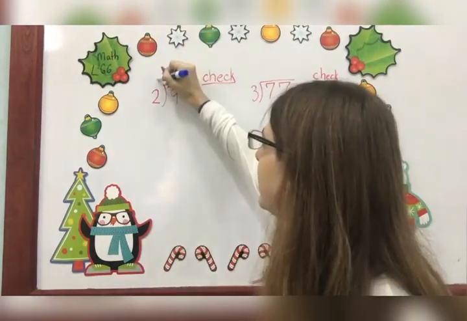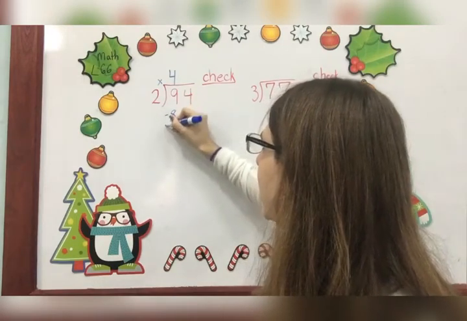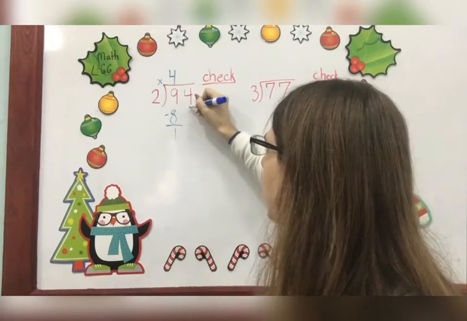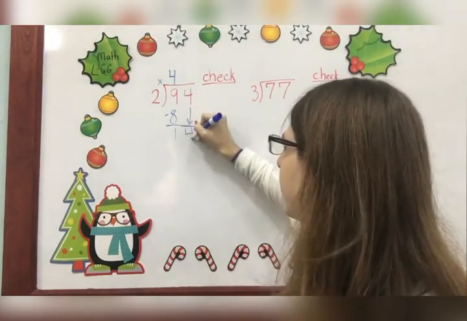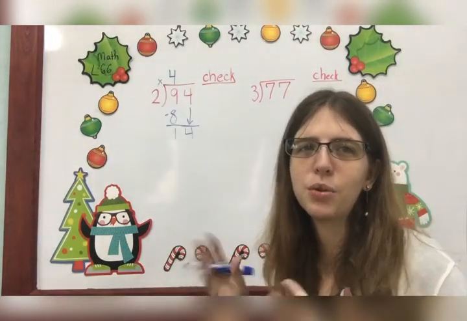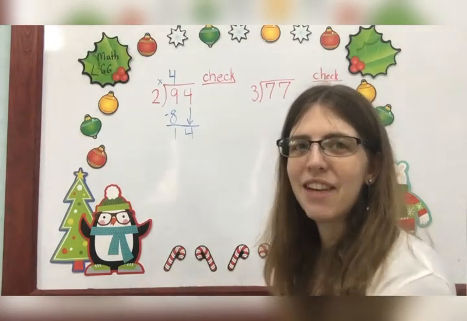My next step is to multiply. 4 times 2 is 8. Next we subtract. 9 minus 8 is 1. Compare 1 to 2. 1 is less than 2, so I can bring down my 4. 14 divided by 2. How many times does 2 go into 14? 7. Excellent.